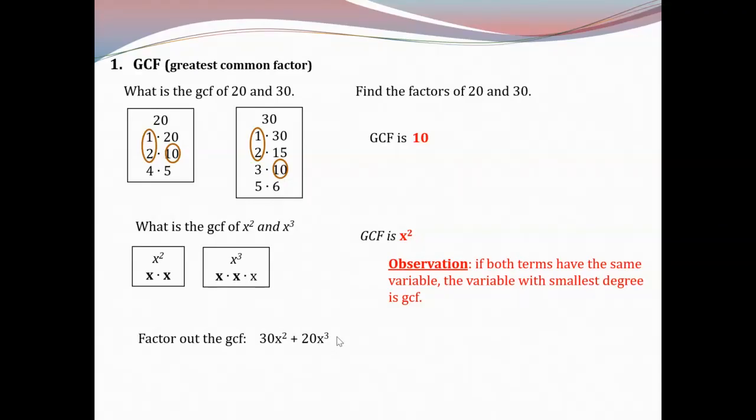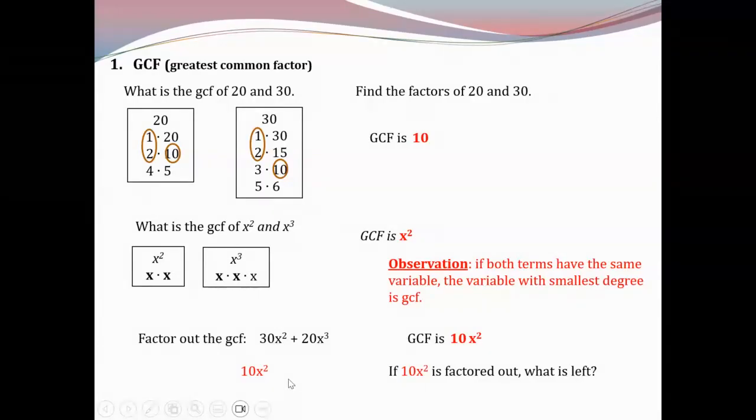What's the GCF between 30x squared plus 20x cubed? We already know the GCF of 20 and 30, we did that up here. So the GCF of 30 and 20 is going to be 10. And the GCF of the two variables, the x squared and the x cubed, is going to be x squared. So we're going to factor out the 10x squared.